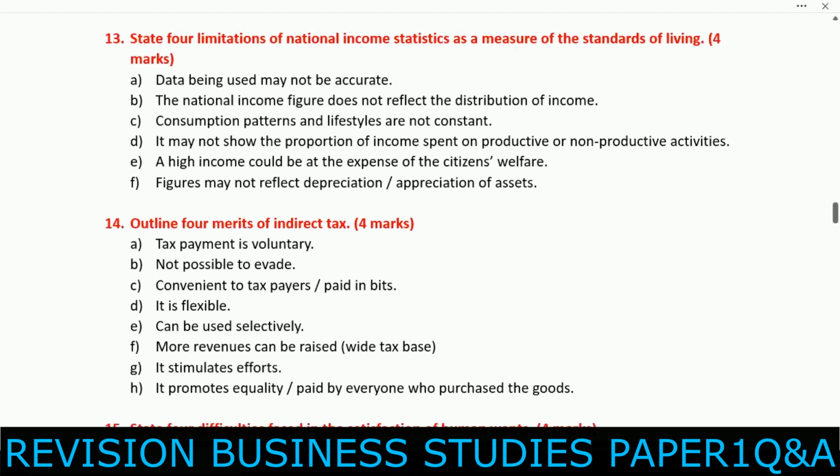State 4 limitations of national income statistics as a measure of the standard of living. The data being used may not be accurate. Number 2, the national income figure does not reflect the distribution of income. Next, consumption patterns and lifestyles are not constant. Next, it may not show the proportion of income spent on productive or non-productive activities. Next, a high income could be at the expense of the citizens' welfare. Next, figures may not reflect depreciation and appreciation of assets.